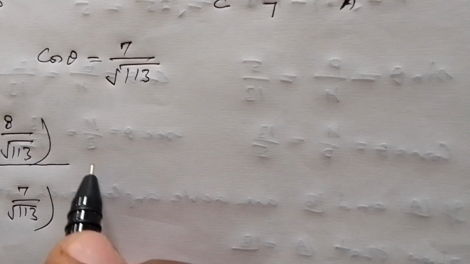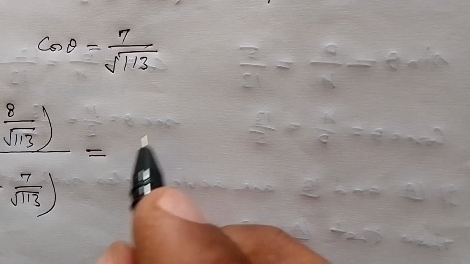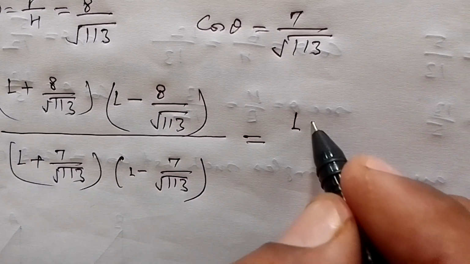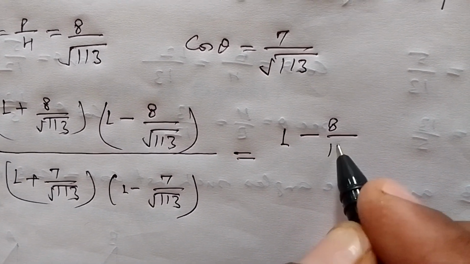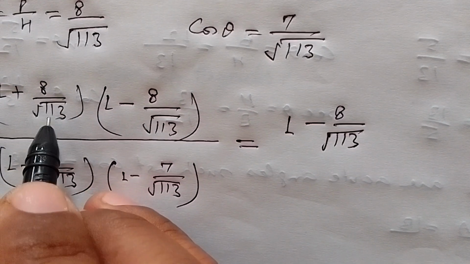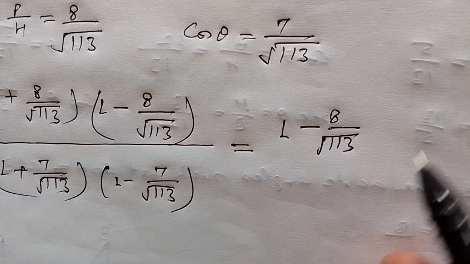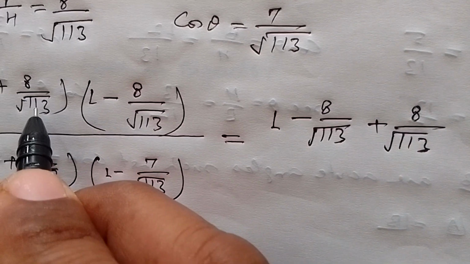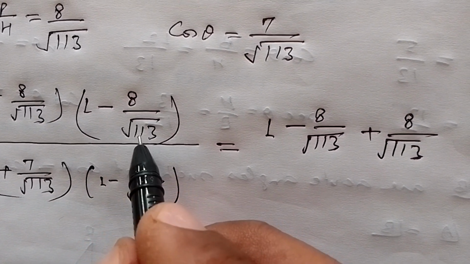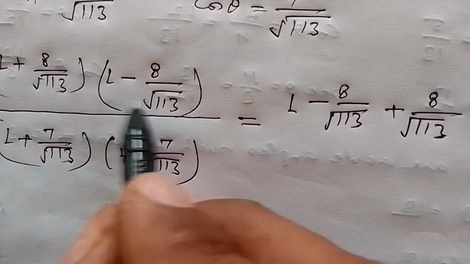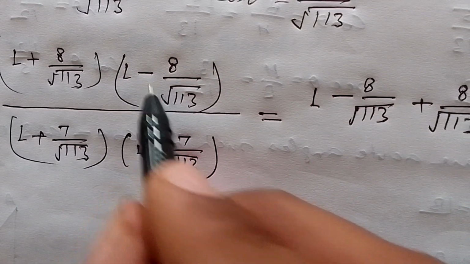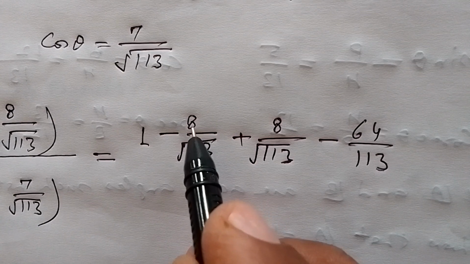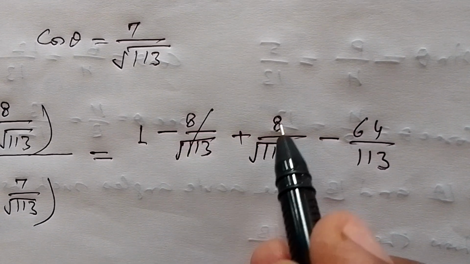Now we will do the simplification. 1 multiplied by 1, 1 multiplied by minus 8 by root 113. Then 8 over root 113 multiplied by 1 comes out to be 8 by root 113. Then 8 over root 113 multiplied by 8 over root 113, since 1 is of the plus term and the second is of the minus term, it will come out to be minus. So 8 times 8 is 64 divided by 113. This is negative, this is positive, so these are cancelled.